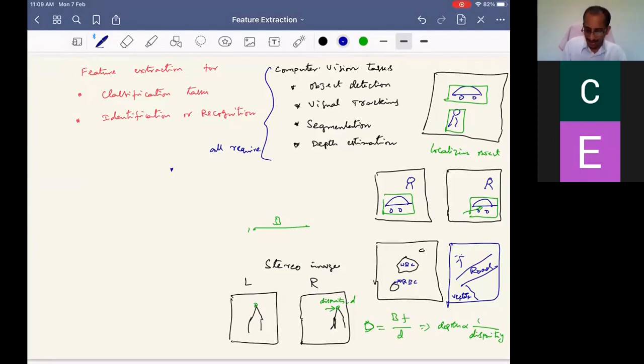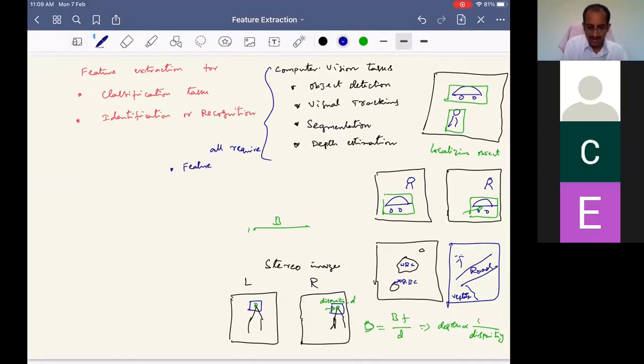And similarly, if I want to identify a corresponding point, that means for this, where is the matching point here? So don't I need the features around that point? Yes or no? So all these tasks require what? Feature extraction. Is it clear or not? So this requires feature extraction.